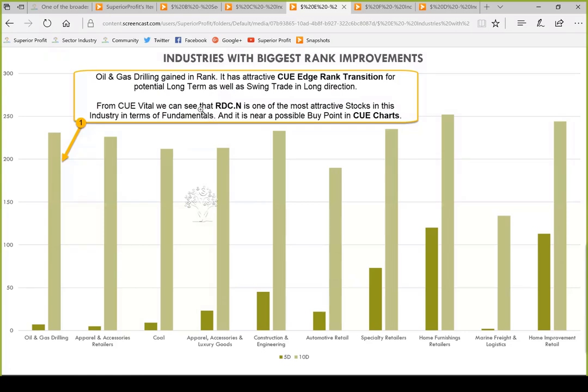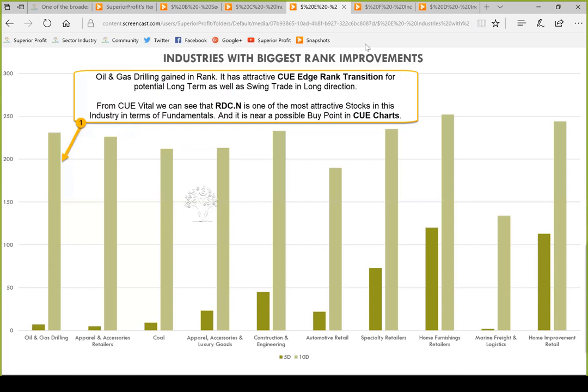So I identified one stock, RDC, in the oil and gas industry, but there are multiple industries in oil and gas that may be strengthening. You may keep an eye on that. Apparel, accessories, retailers, apparel, accessory, luxury goods also strengthened, and we already saw several stocks from this industry while looking at the best performing industries.